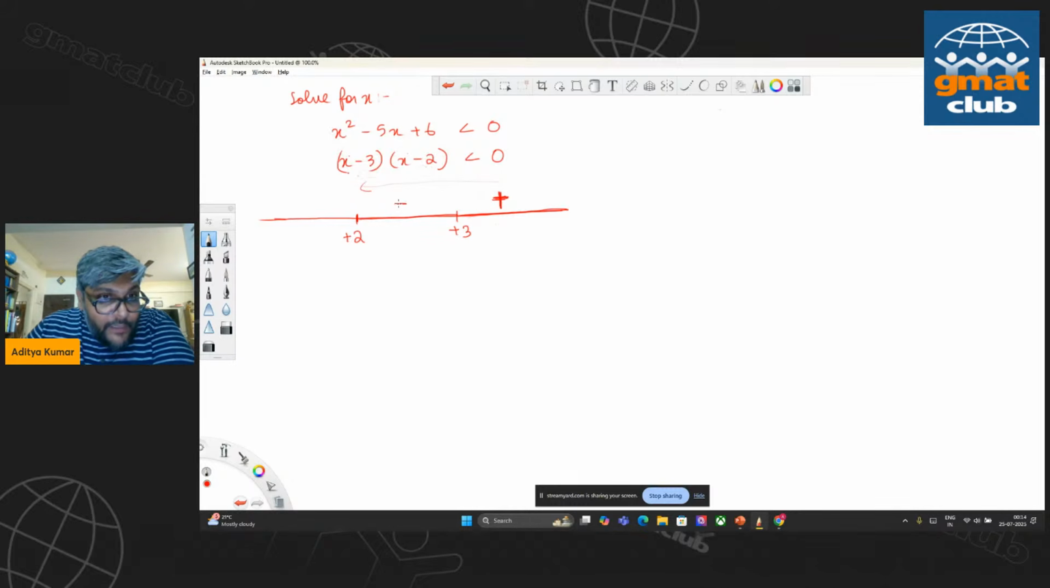So plus, minus, plus. Just start always. It doesn't matter how many roots you have. Start with the extreme rightmost region. Place that as positive. And then alternate between the signs moving from right to left in each of those regions.